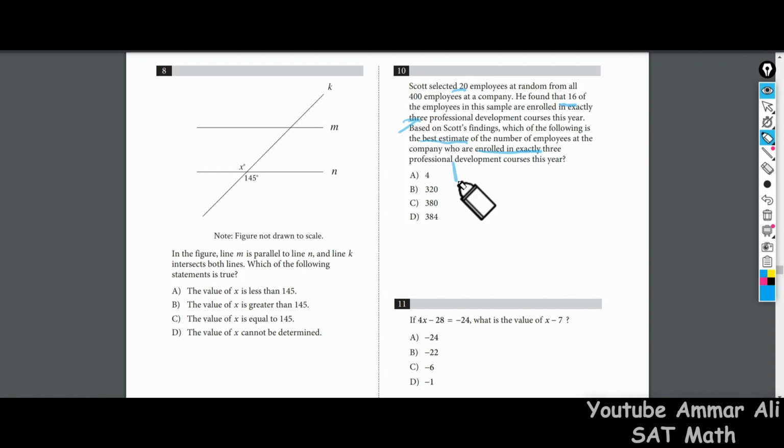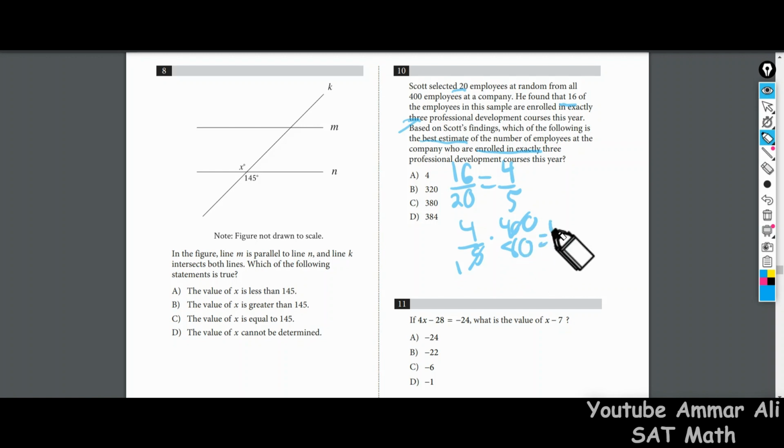They're telling us 16 out of 20 are enrolled, so let's reduce that fraction. This is 4 out of 5, so 4 out of every 5 employees are enrolled in these professional development programs. We just have to multiply this 4 out of 5 proportion times 400. Very simple. Let me simplify a little more. 5 goes into 400, well, I know 5 times 8 is 40, so the 5 becomes 1 and the 400 becomes 8 plus an extra 0.